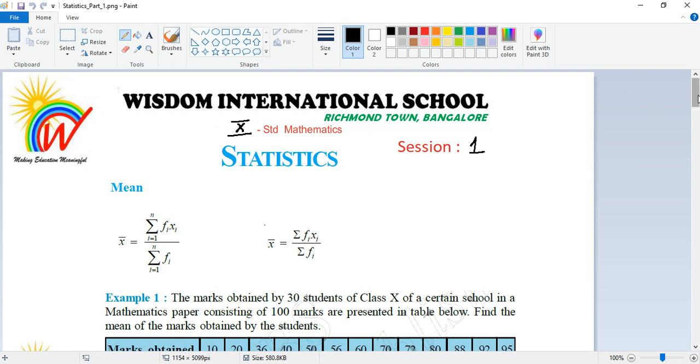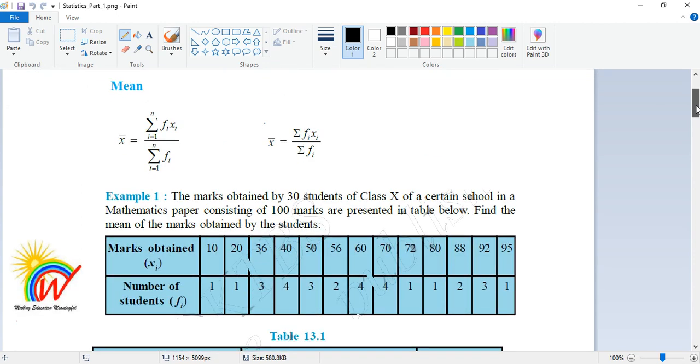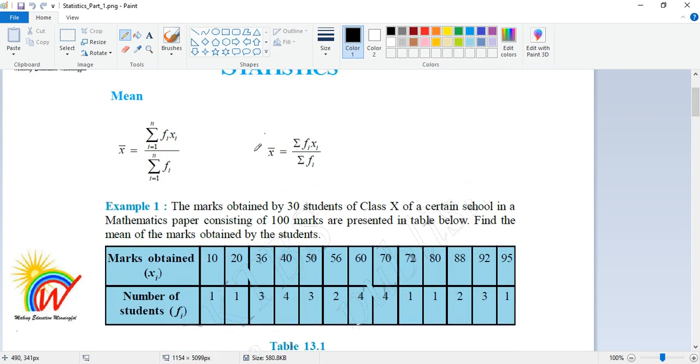So we'll start with this chapter, statistics, today. Okay, so we have all learnt about the simple statistics, that is the mean, median and mode of a data, right? So we are going to learn a little bit more about this.